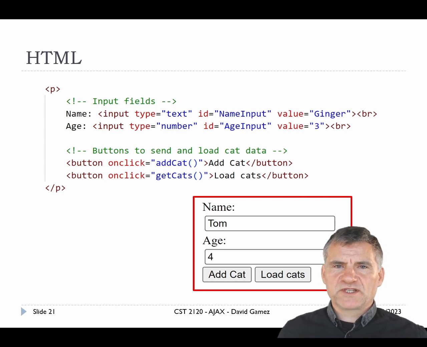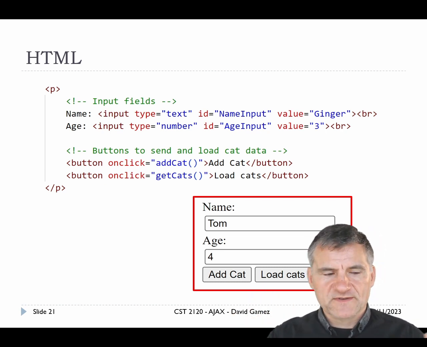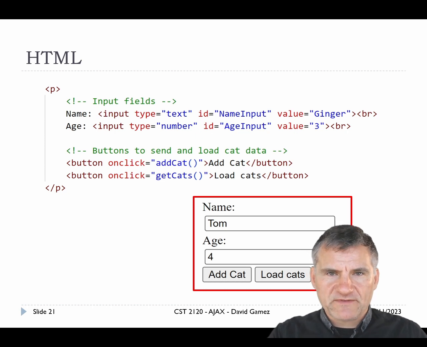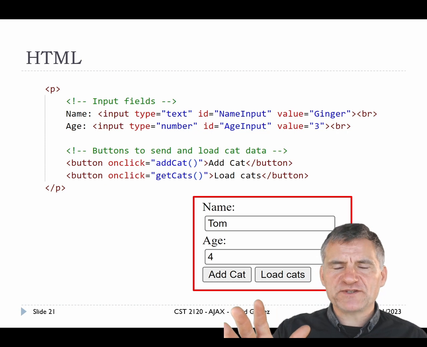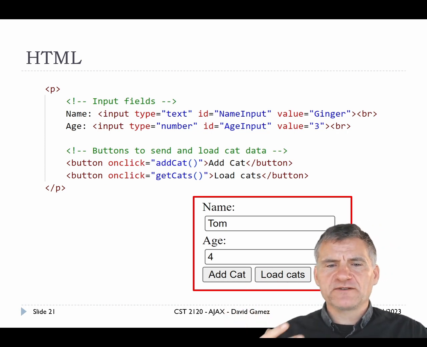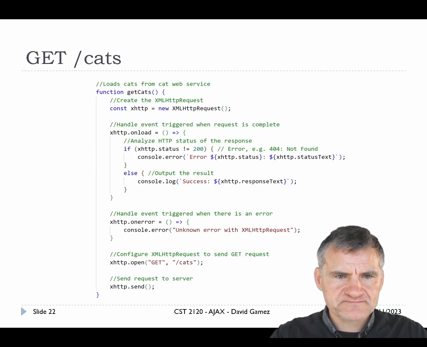Okay, so let's step through the code to make sure you understand it, and that'll obviously enable you to modify and customize it for your coursework. So this should be really straightforward. You've got the input fields and a couple of event handlers to add a cat and get cats, yeah?